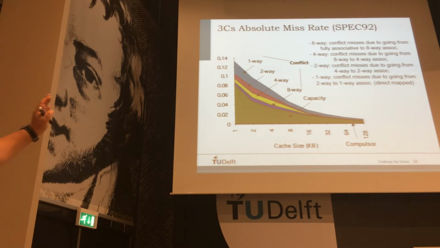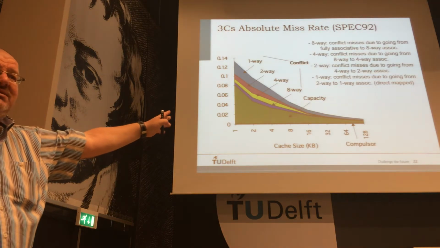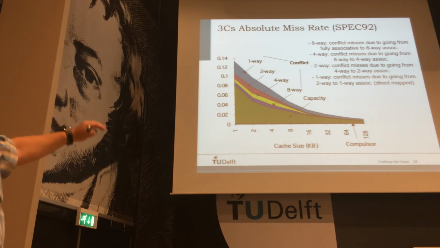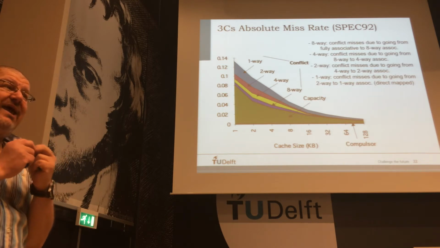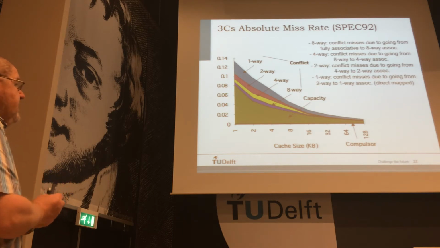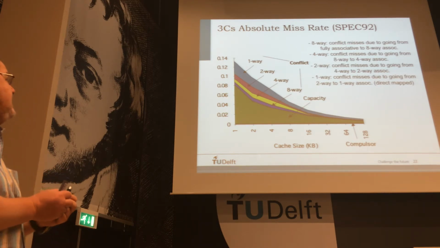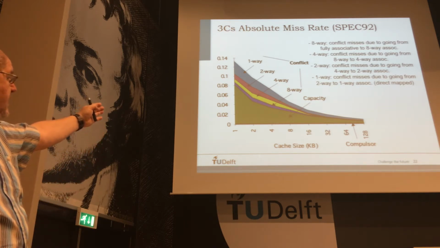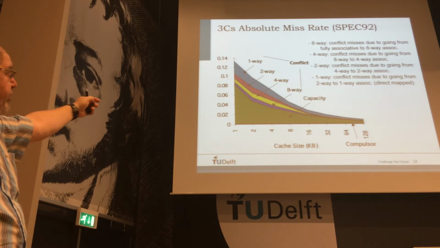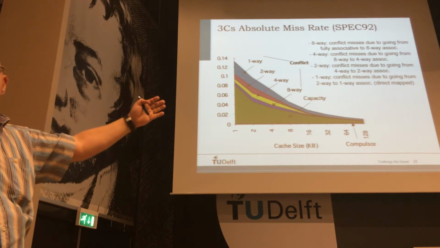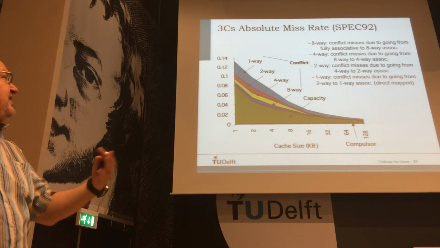I see that compulsory misses are actually negligible, and they are there all the time. Then I see that the green one is the capacity. As expected, the higher the cache, the lower the contribution of the capacity misses in the number of misses. When I have a very small cache, a lot of the misses are coming from there.